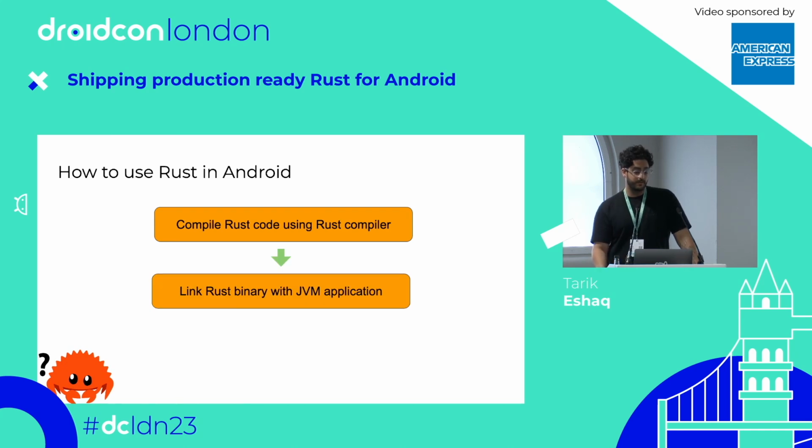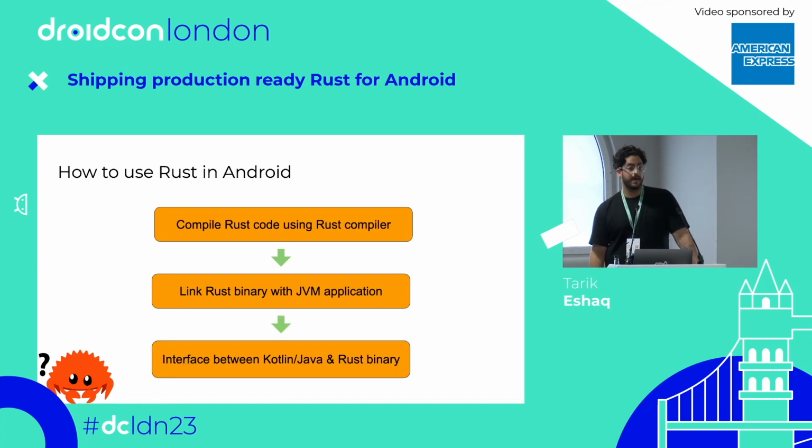Then you'd want to link the Rust binary with the JVM application. This is where you'd use something like JNI, or you'd have to use JNI, which is Java Native Interface, to be able to interface to outside of the JVM. And after you've been able to link the Rust binary, you want to be able to interface between your application code, your Kotlin, your Java, whichever, and the Rust binary from there on out. Seems simple. What could go wrong?